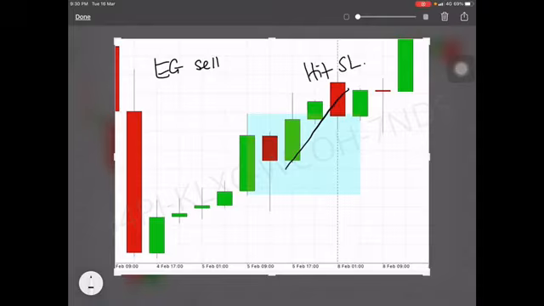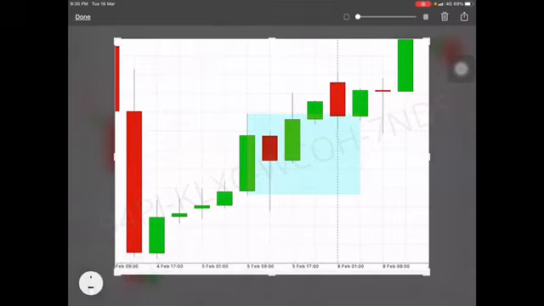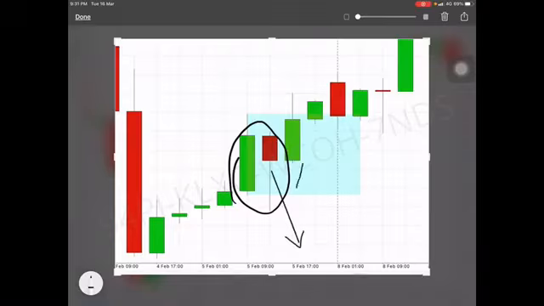Can you repeat one more time? Okay, so this is engulfing sell, right? So for engulfing sell, are we looking for buy or sell? Sell. But look at what happened right here. The price did not go down. Yeah, the price actually went up.